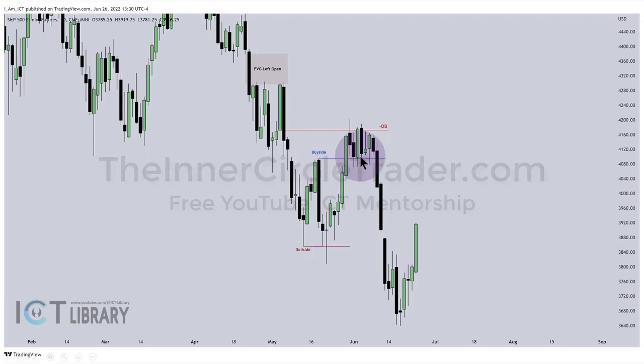So we have buy side taken here. The sell side was taken here. So now the sell side changes to here, because the dealing range is now defined by this low and this high, because buy side was taken on this high, sell side was taken on this low here. So we have a dealing range here.